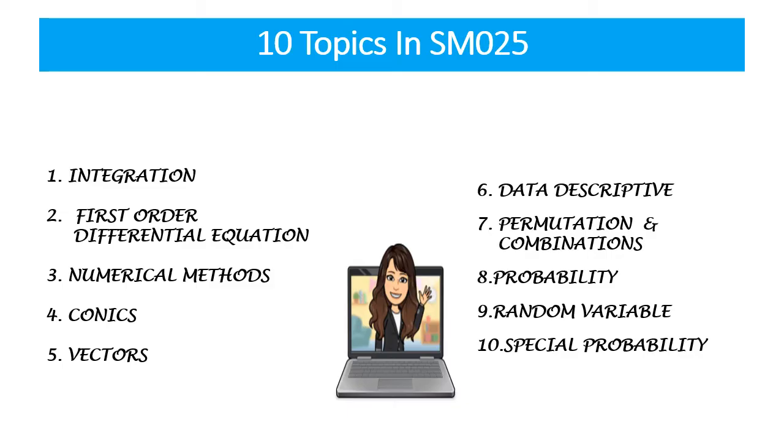For mathematics SM025, basically, we have 10 topics as shown below. The first five topics will be more on calculus. The second five topics will be more on statistics.